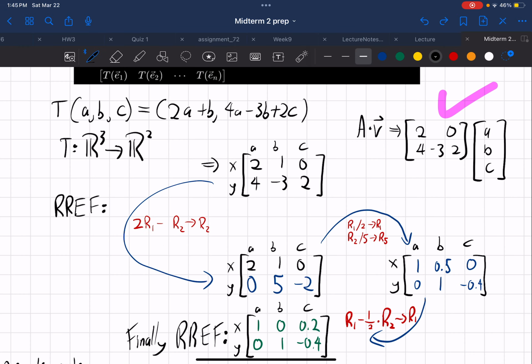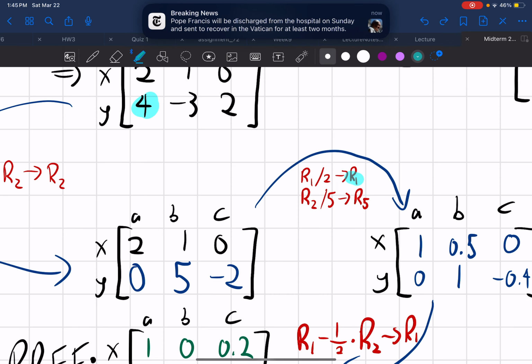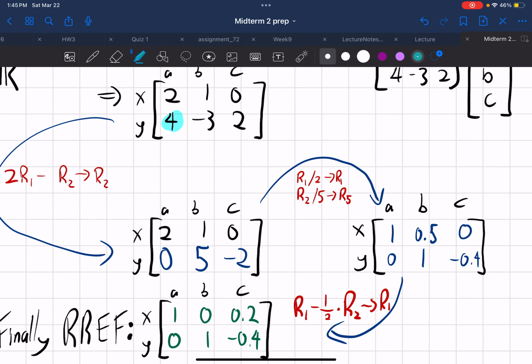So going under these rules, firstly, we want to get rid of this guy down here, because then we can create a leading 1. So what we're going to do is just take 2 times the first row minus the second row. That's going to give us a leading 1. Now, when we do this, we're going to end up with something that's not a leading 1, and something that's not a leading 1. Therefore, we can just scale them appropriately and get to what we need. So we just divide the first row by 2, and the second row by 5.